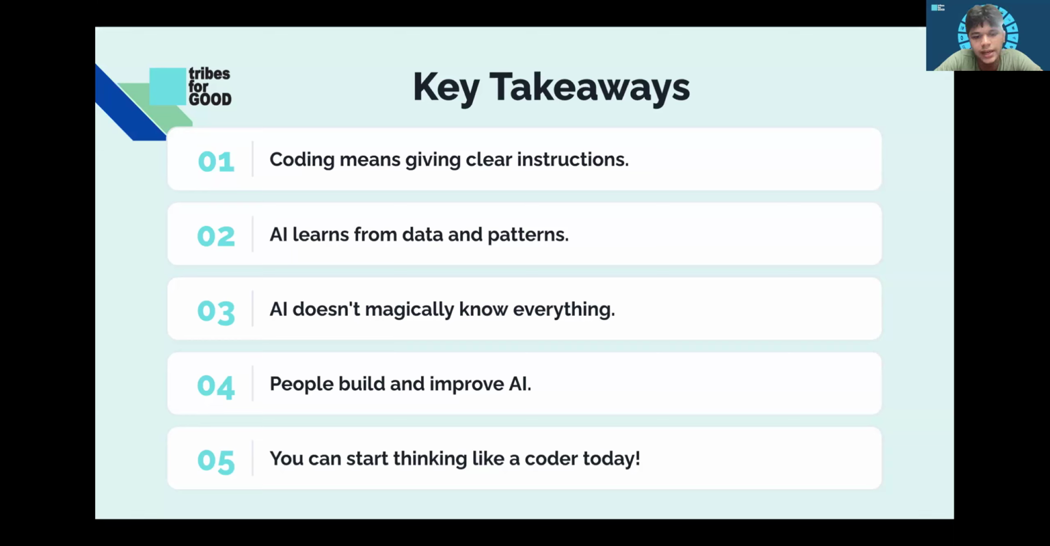The third point is AI doesn't magically know everything. I've already told you that humans have created AI, so it would not magically know everything. As long as you feed it information, it will learn, because it connects the data from the internet and then gives the best possible answer at that instant. That is what AI basically is. So it doesn't magically know everything. Then fourth is people build and improve AI. That is a professional point of view.